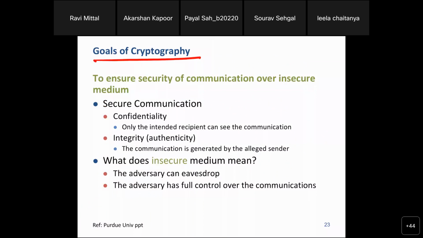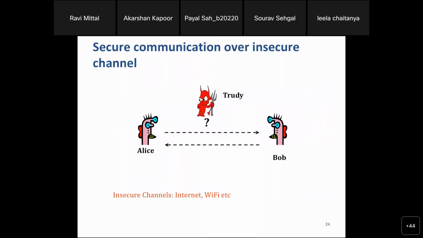So the goals of cryptography are secure communication, which means confidentiality and integrity, which also involves authenticity. How to make message communication confidential, and how to make it authentic, in the sense that somebody in between should not be able to change the contents of the message. We have already studied that on an insecure medium, anybody can read what is being communicated, change the contents, and pose as a third person. Insecure channels are the internet and Wi-Fi. Now our whole objective is how to make them secure.